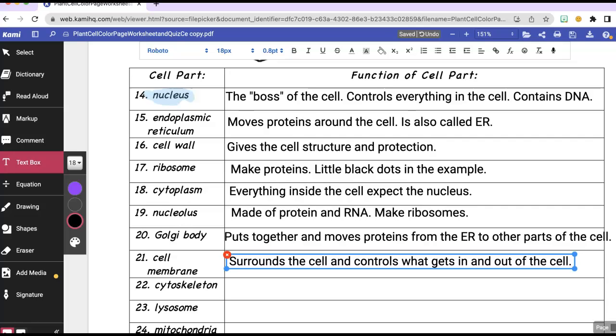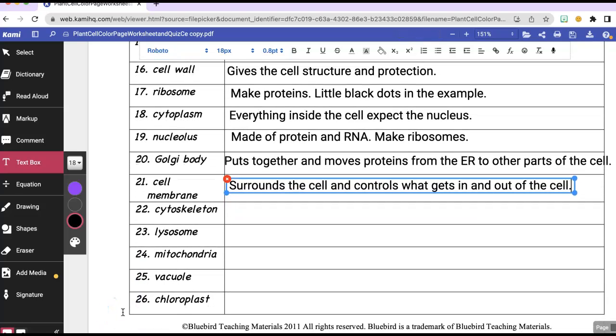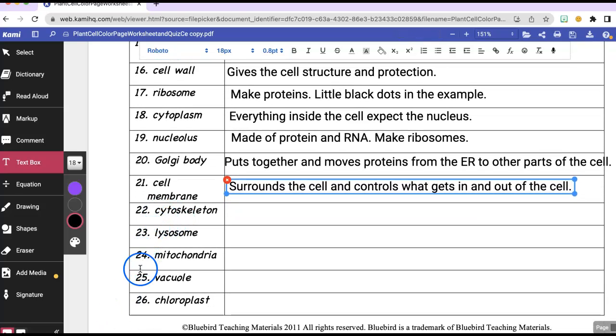Go ahead and hit pause if you need to get this written down correctly. We only have a few more, guys. 22, 23, 24, 25, and 26.